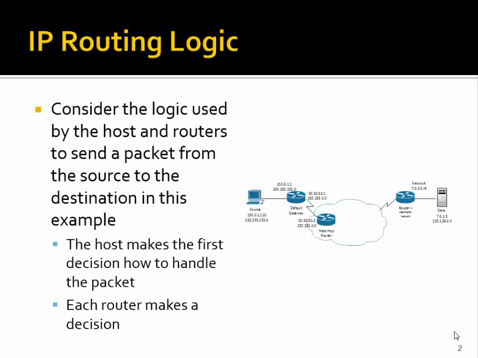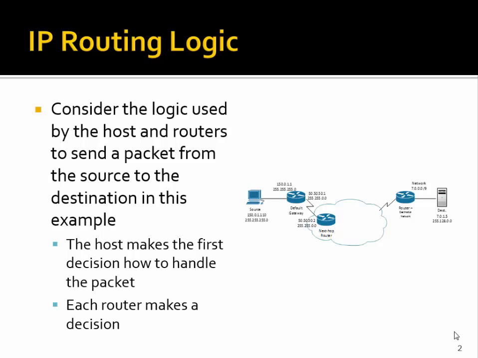So first, let's consider the logic used by the hosts and routers to forward a packet from the source to the destination. We'll be using an example where we're forwarding a packet from the source, which is IP address 150.0.1.110, to the destination, which is the server at IP address 7.0.1.5. The host will be making the first decision on how to forward that packet.